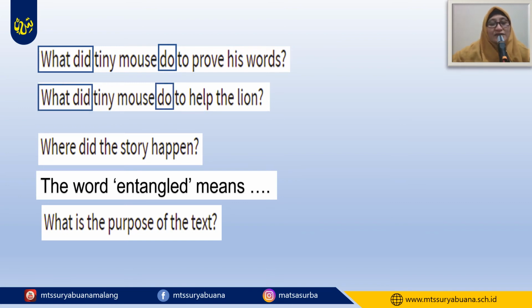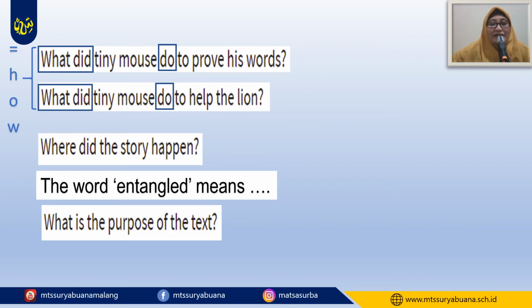The first question here: what did the tiny mouse do to prove his words? And then, what did the tiny mouse do to help the lion? Actually, these two are similar to how. So we can say, how did the tiny mouse prove his words? And the second, how did the tiny mouse help the lion? Those questions actually have the same meaning.